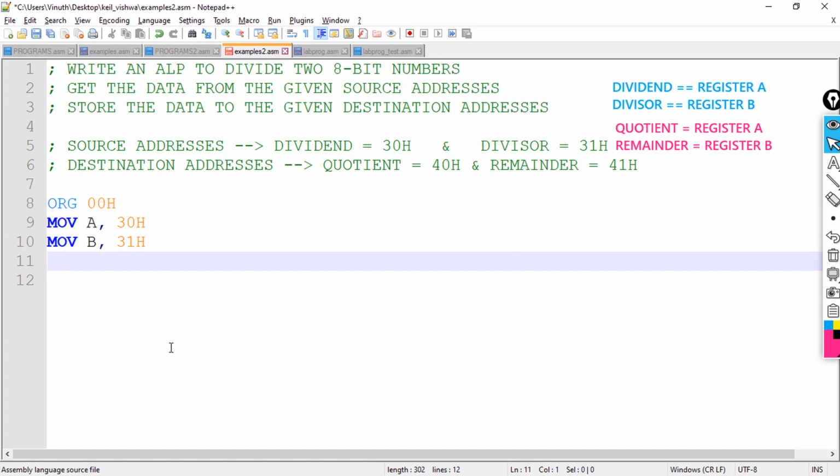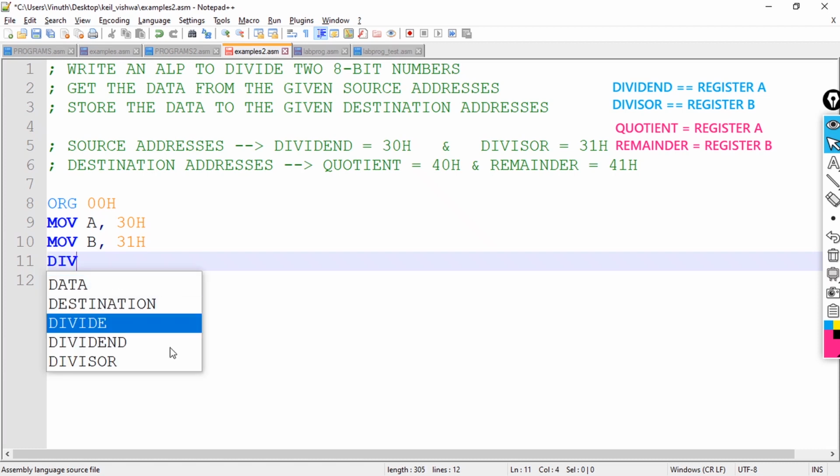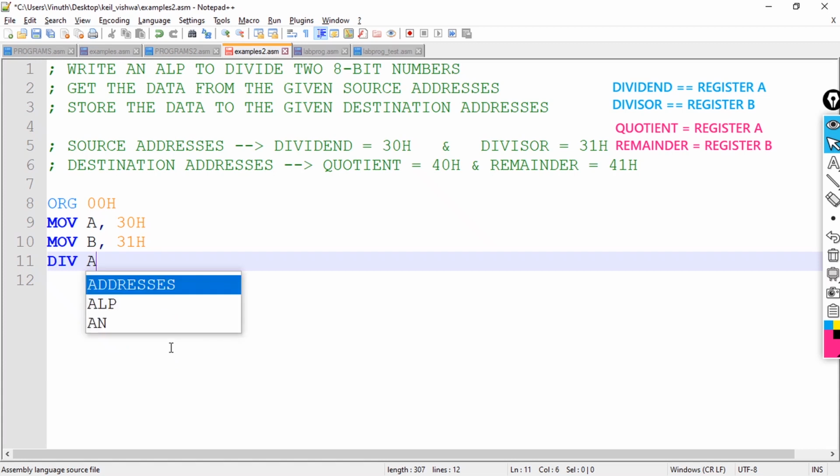Move A 30 hexa, contents of 30 hexa in A, and then the contents of the divisor are being loaded into what? It is being loaded into 31, the register B. Okay. So since we have the division instruction, I'll write div AB. This performs what? This performs my division operation.